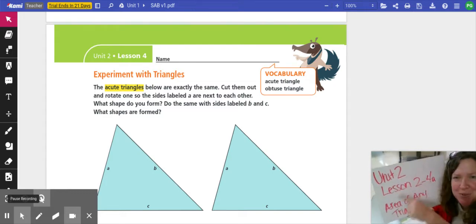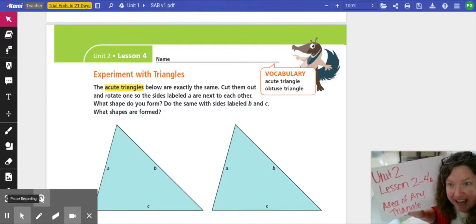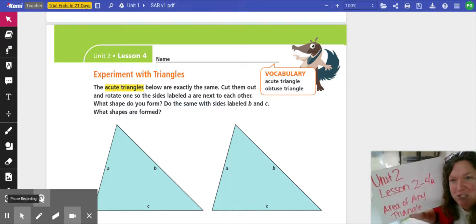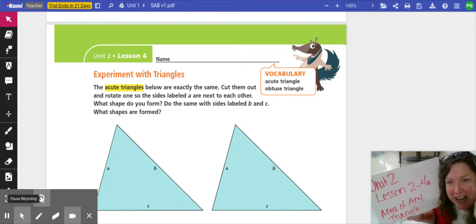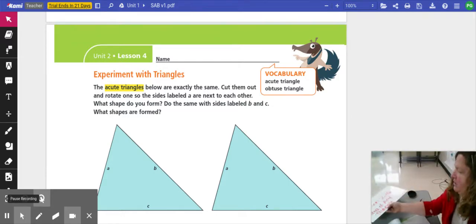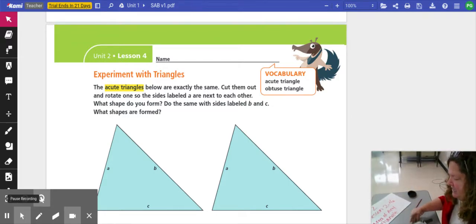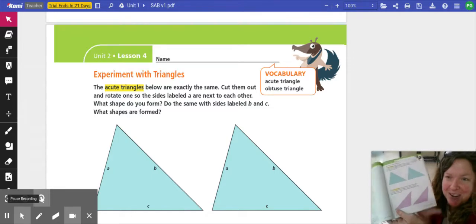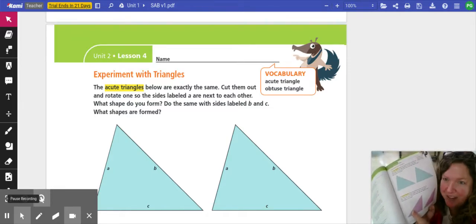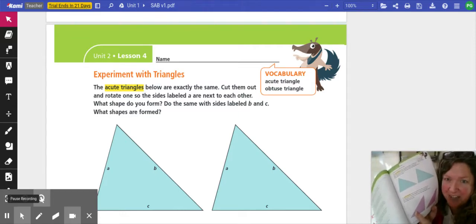This is Unit 2, Lesson 2-4A. We'll have part B tomorrow, finding the area of any triangle. As you can see, I'm already on the CAMI document that goes along with your book. You also notice that I have our book here because we have to do it hard copy. This is not going to work well on a CAMI. In fact, it's even really hard for me to show you on CAMI.